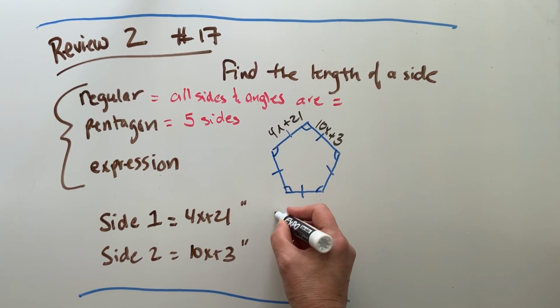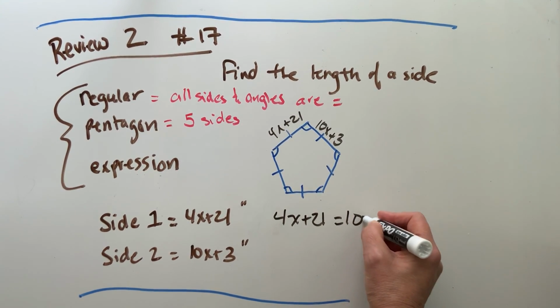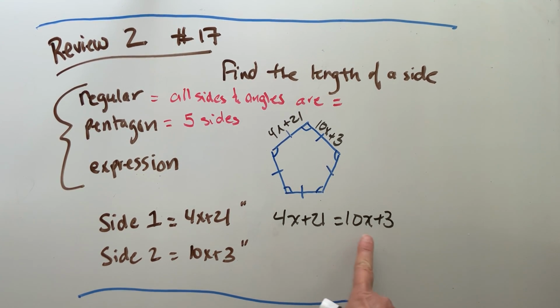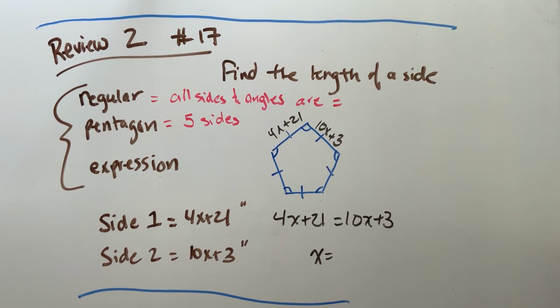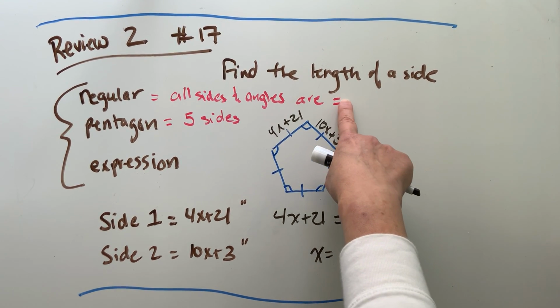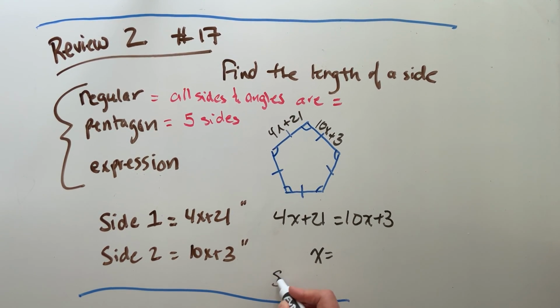So 4x plus 21 is equal to 10x plus 3. Now I'll write an equation. 4x plus 21 equals 10x plus 3. So that's the hard work done. Here's a suggestion. I would go ahead and solve that, right? You want to find out what x is equal to. But be careful, because the value of x is not the answer to this question. Find the length of a side. So you still need to find the length of the side. It doesn't matter which one you find, they're all the same. But this will be your final answer here.